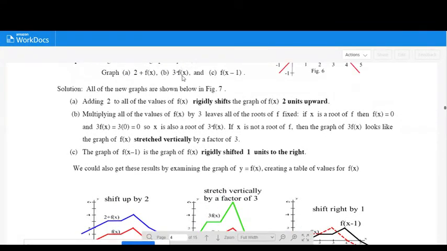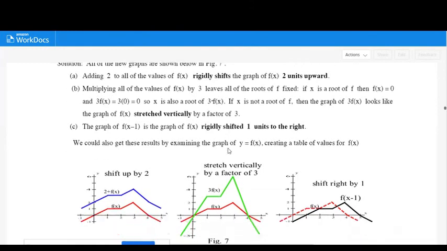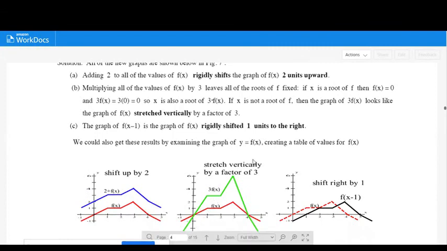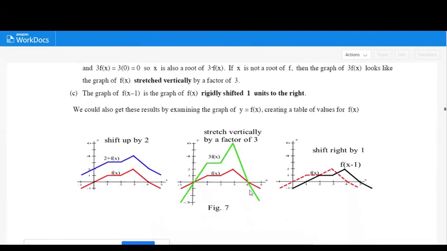And then next is to graph 3 times f of x. So ito naman, it is very clear na kumbaga multiple of 3 dapat yung pag-shift ng graph. So we can see here that the graph will be stretched vertically by a factor of 3 kasi minimultiply siya by 3. So ito yung magiging sagot niya, yung yellow-green na line.